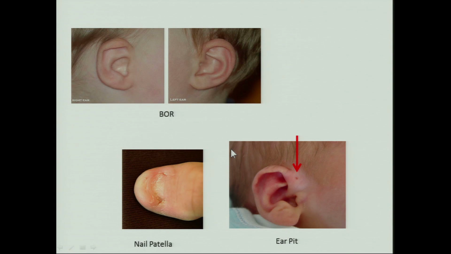So just for the clinicians out there, some things to look for: BOR, branchio-otorenal syndrome, where the patients present with renal dysplasia and can have ear abnormalities. They can have an abnormal helix, antihelix, and tragus, which can often be subtle. Something that clinicians can also see is nail patella syndrome, which does often present with FSGS, but can infrequently present with VUR or renal hypoplasia. And an ear pit can often be the first sign that there is a renal abnormality, which can be subtle, but is something to look for in the newborn nursery.